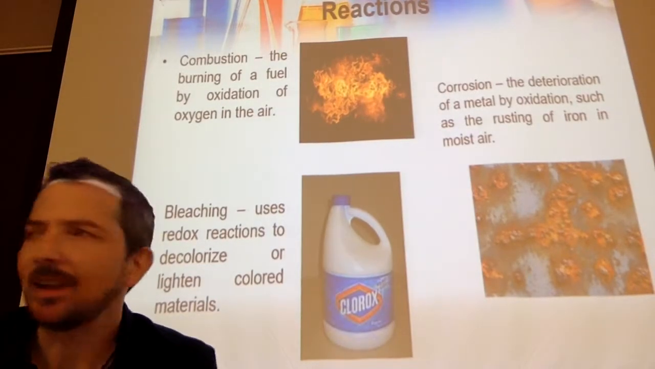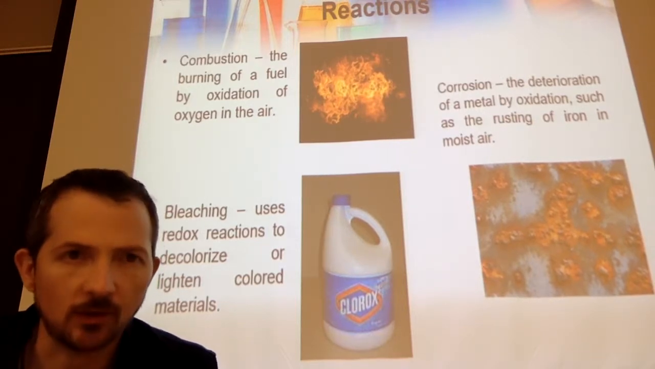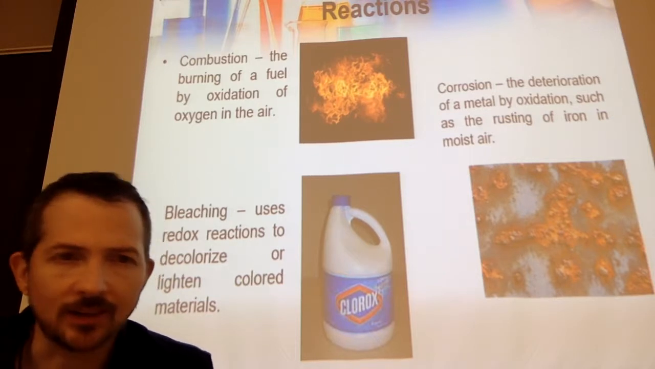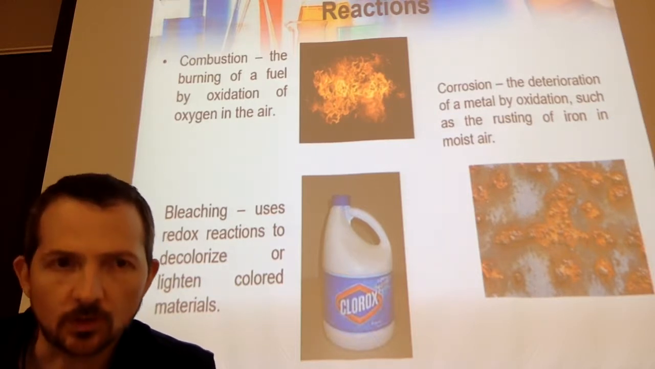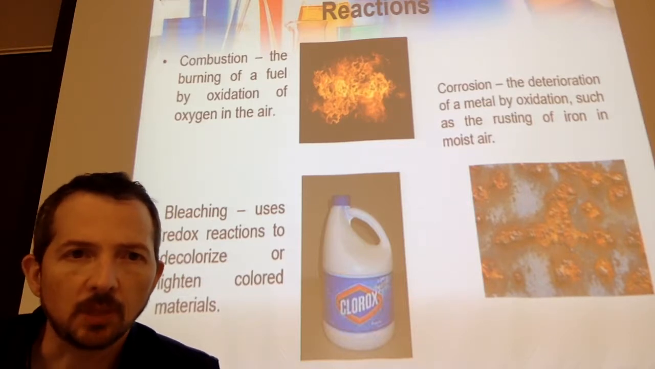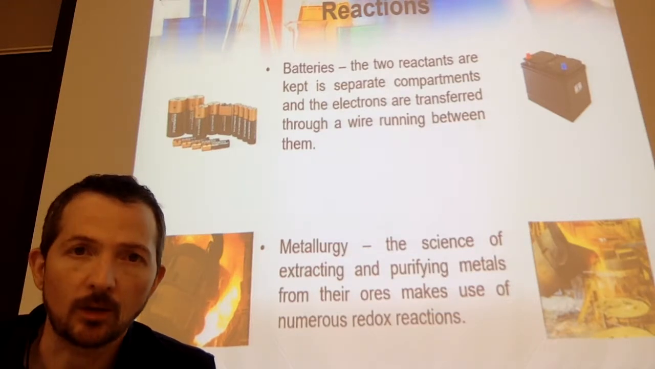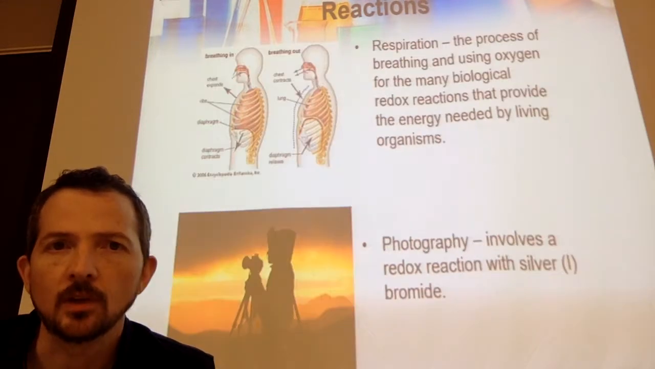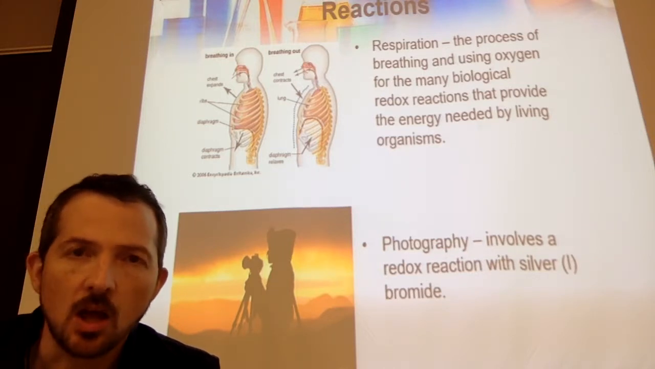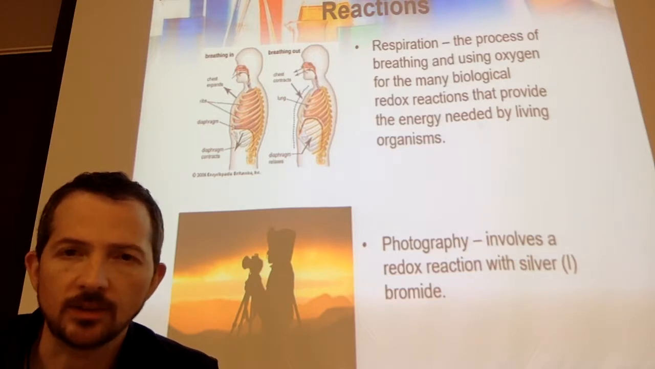Here are some common examples of redox reactions. Combustion is a common example of a redox reaction. You have a transfer of electrons. Corrosion, iron becoming iron oxide, so iron's going from a 0 charge to a 2+ or a 3+ charge. Leaching is an example of a redox. Batteries, how batteries work, that's a redox reaction. Breathing and many biological processes are examples of redox reactions. Photography is another example.